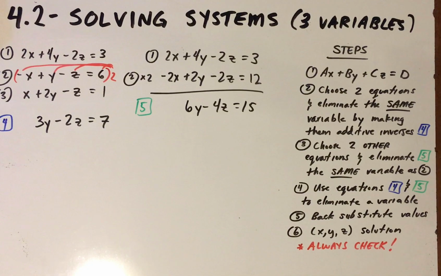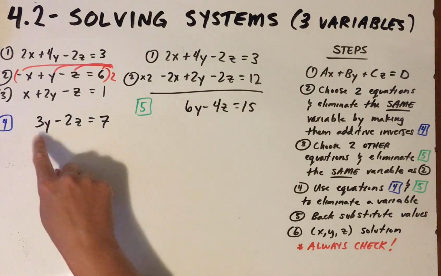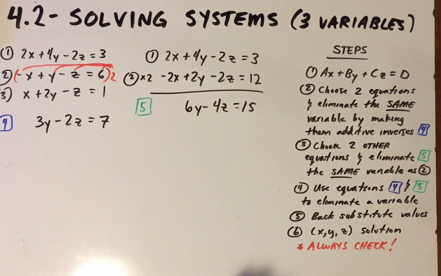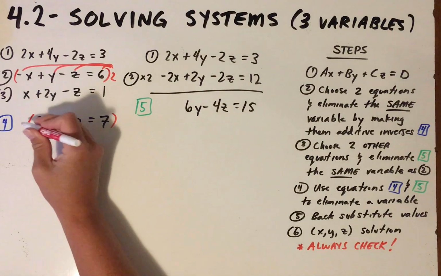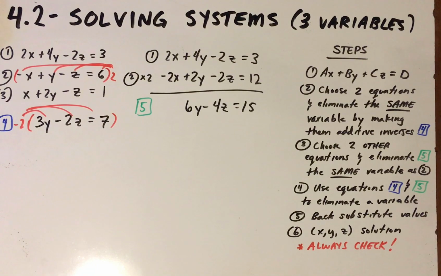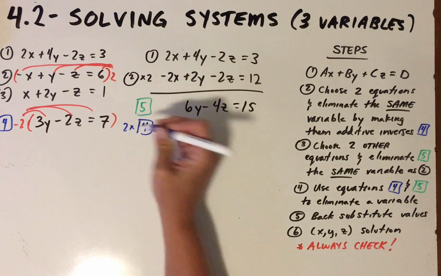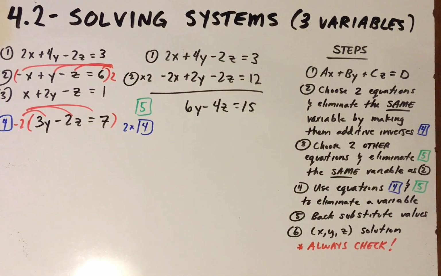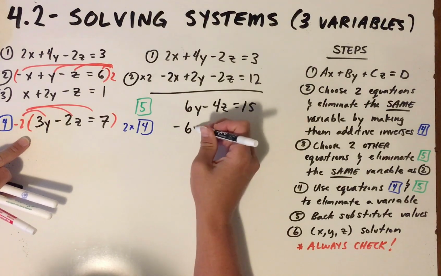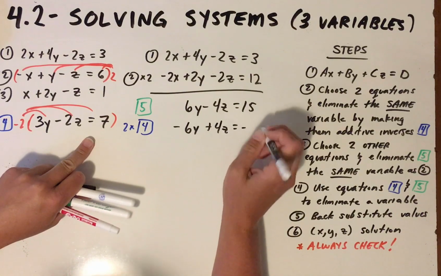I'm going to use elimination one more time. So this is step 4. I'm going to use equations 4 and 5 to eliminate another variable. I'm going to eliminate y. This one has a 6y, so I need this one to be a negative 6y. So I'm going to multiply this equation right here by negative 2 to make them additive inverses. I'm going to write my new equation 4 multiplied by negative 2. And that is going to give me right here negative 6y plus 4z is equal to negative 14.